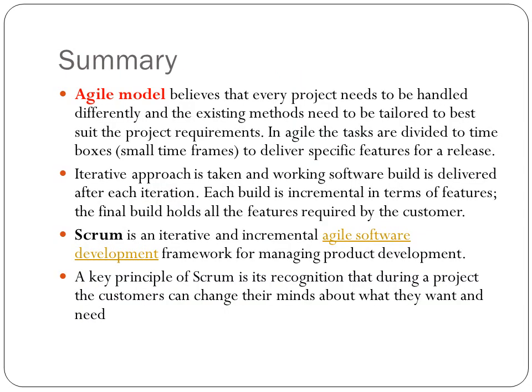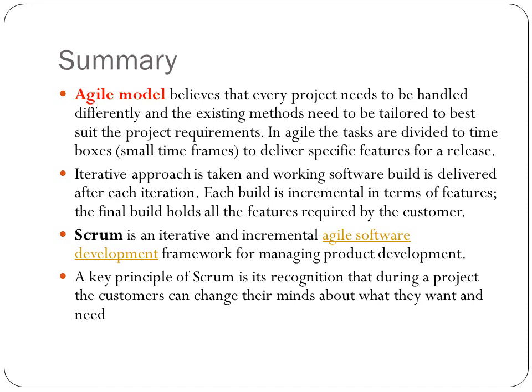Now look at the summary of what we have discussed so far. First, we have discussed what is an agile model. Agile model believes that every project needs to be handled differently and the existing methods need to be tailored to best suit the project requirements. In Agile, the tasks are divided to time boxes that are small time frames to deliver specific features for a release. Iterative approach is taken and working software build is delivered after each iteration. Each build is incremental in terms of features. The final build holds all the features required by the customer.